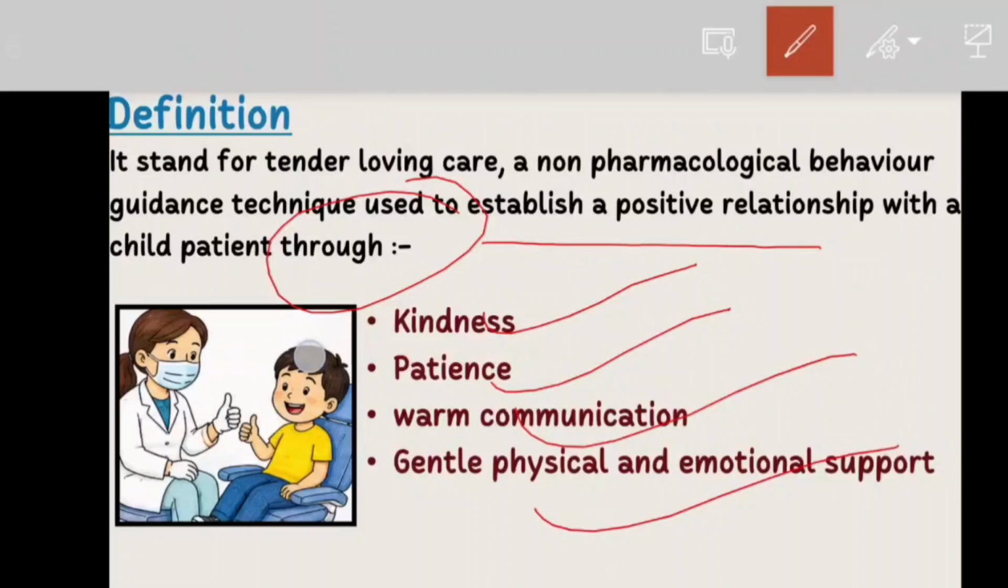Okay. In this slide you can see a picture of a smiling dentist giving a thumbs up to the child. This picture shows that before treating the tooth, the dentist first builds trust. The dentist's behavior is the treatment here, not any medicine. So remember, good behavior from the dentist means good behavior from the child. Now a question for you: is TLC a pharmacological or a non-pharmacological technique? Yes, the correct answer is non-pharmacological behavior guidance technique.